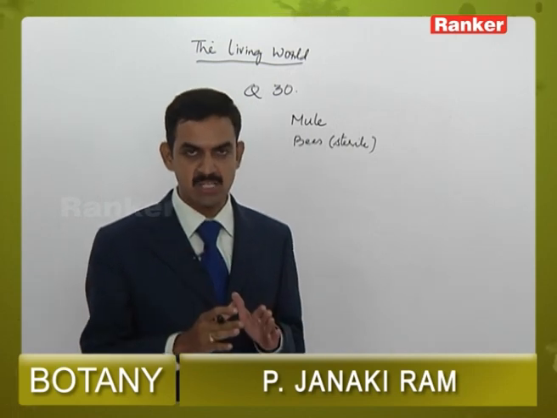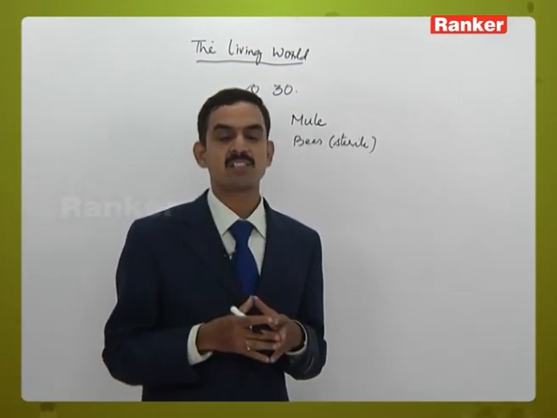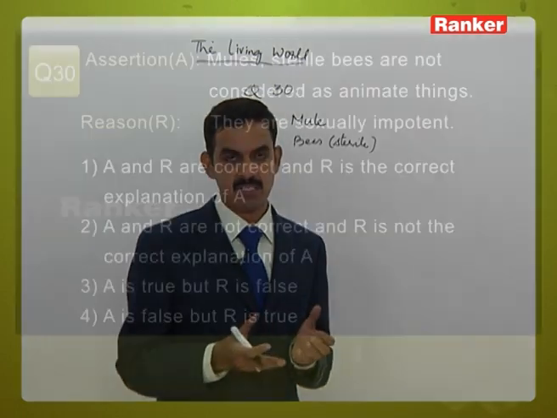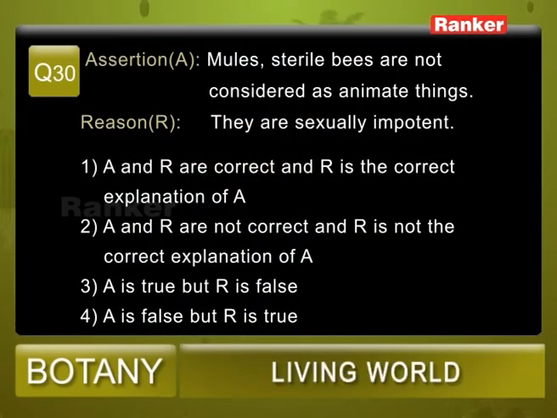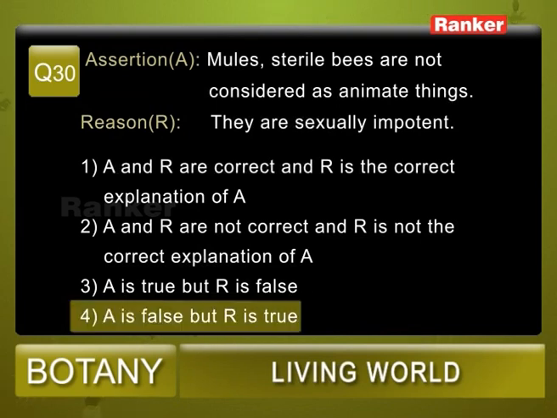Those are the animate things only. Here they are sexually impotent, that is correct. So the assertion statement is incorrect and the reason statement is correct. So question number 30, the answer is 4.